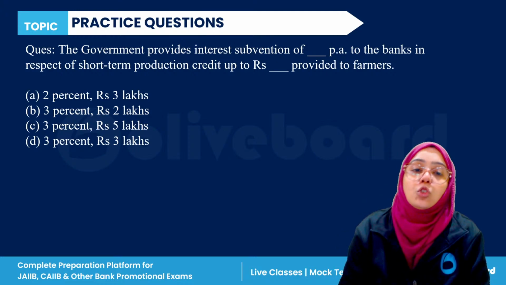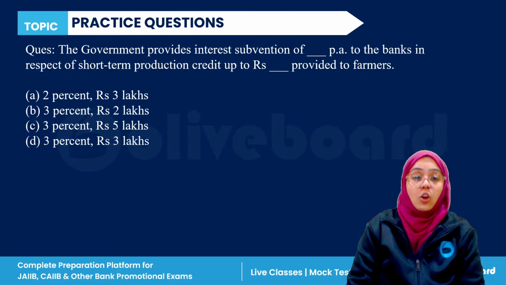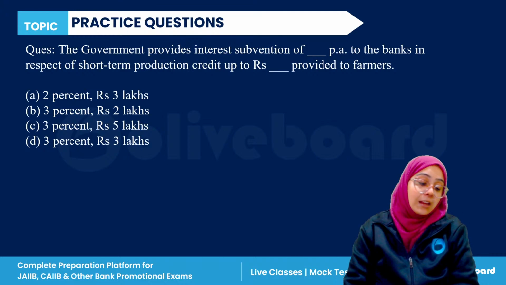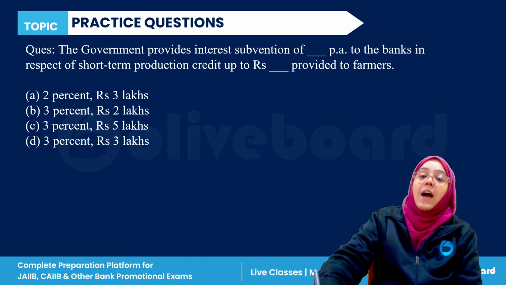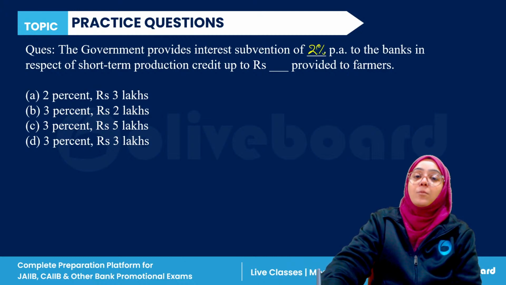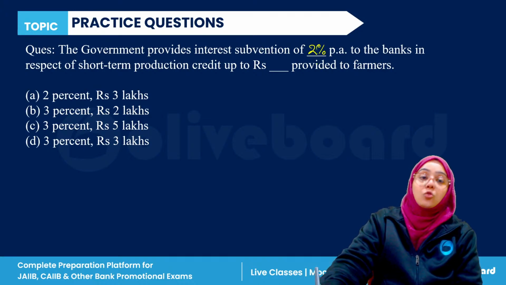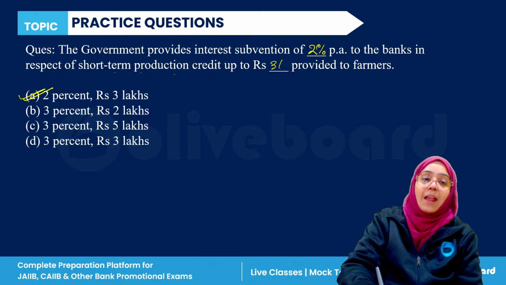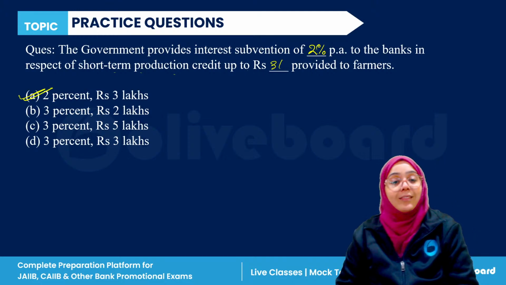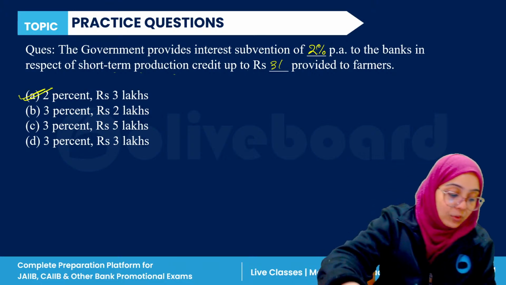Everyone, please answer this question. So, if we talk about the government provide interest subvention, it is like a interest subsidy of how much percent per annum, 2% per annum to the bank in respect of the short-term production credit up to rupees 3 lakh provided to the farmers. So, the correct answer is A. Okay, A is the correct answer. 2% and rupees 3 lakh.